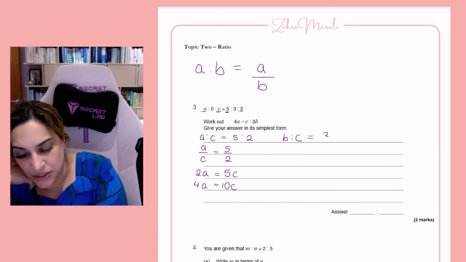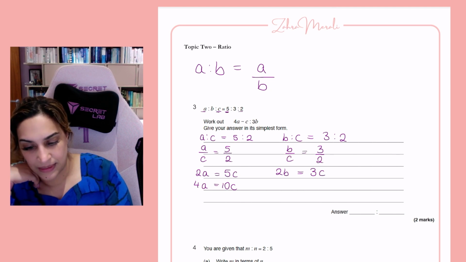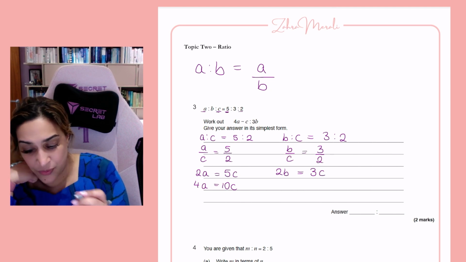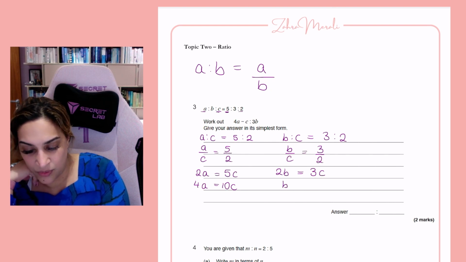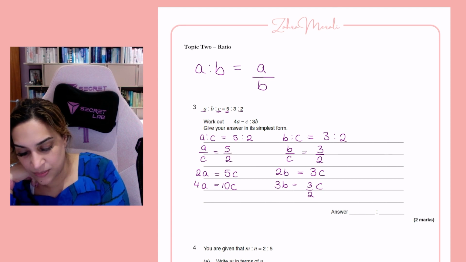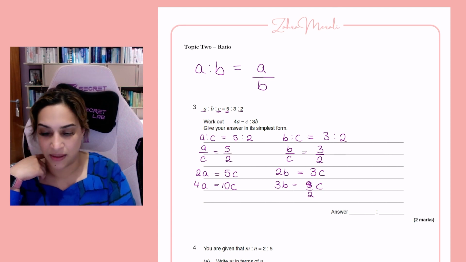B to C is 3 to 2. So B divided by C is 3 over 2. So that tells us 2B's is equivalent to 3C's. So we have 3B's on the other side. So 1B would be 3 over 2 C. So 3B's would be 9 over 2 C.